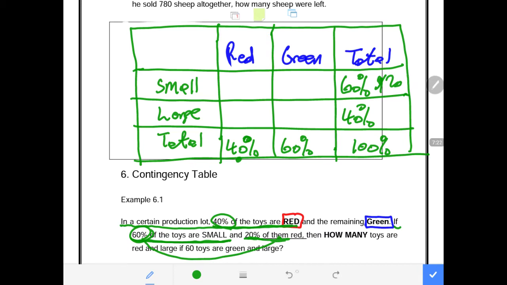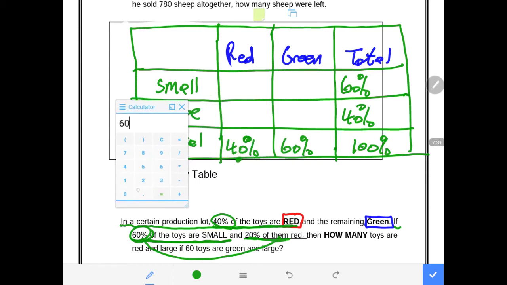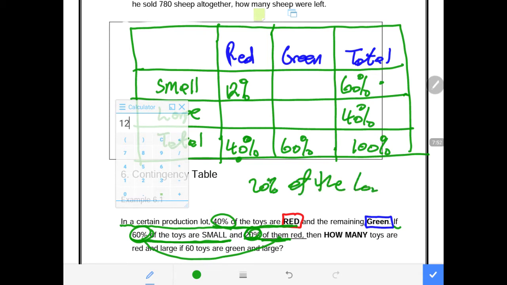So now let us calculate the 20% of the 60%. In the case where you are to multiply a percentage by a percentage, you must change one of them to a decimal. We say 60 times 0.2. That means 12% of them are red. I want to make that very clear. They said 20% of the 60%, and 20% of the 60% is 12%. We have done that by saying 20% times 0.6, which is 12%.